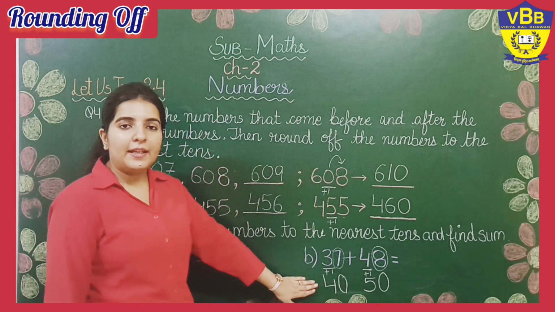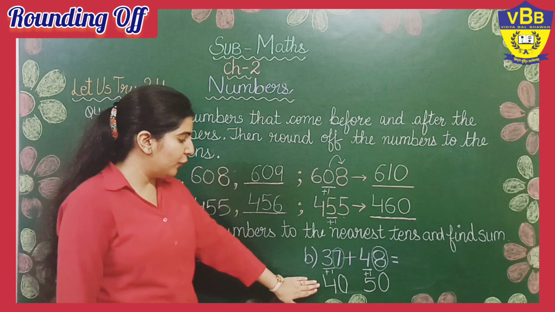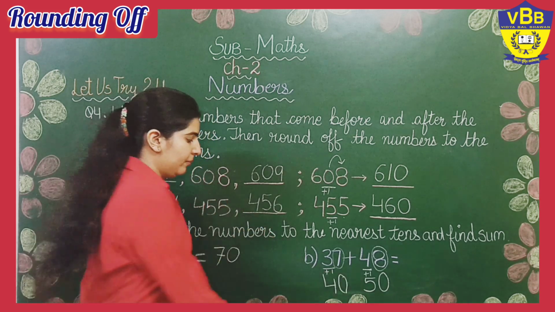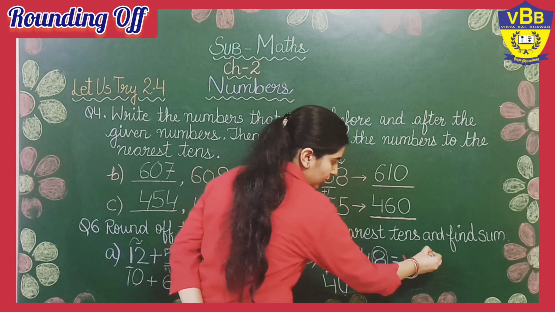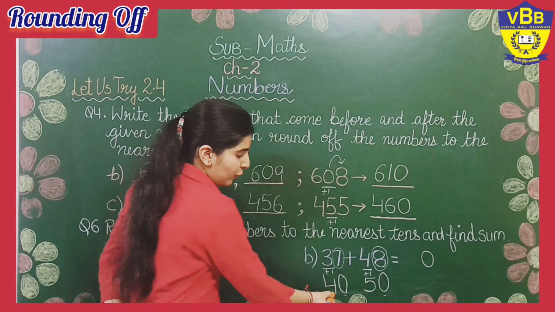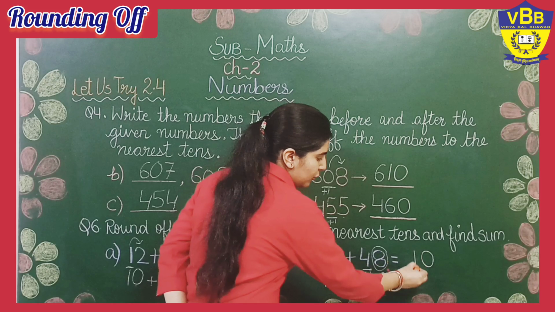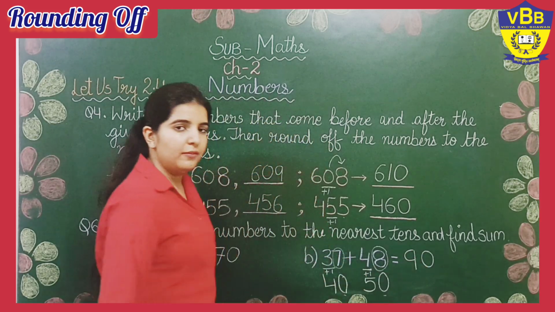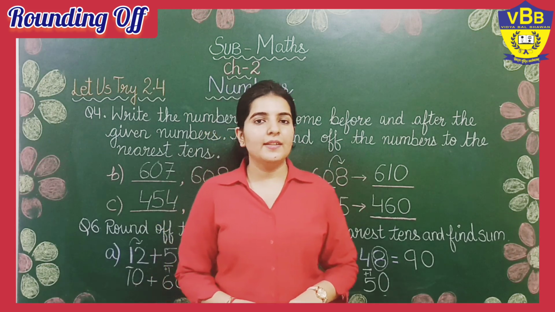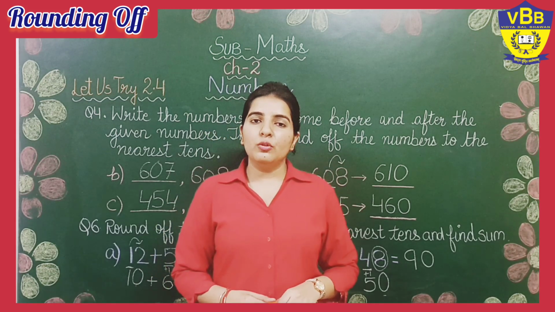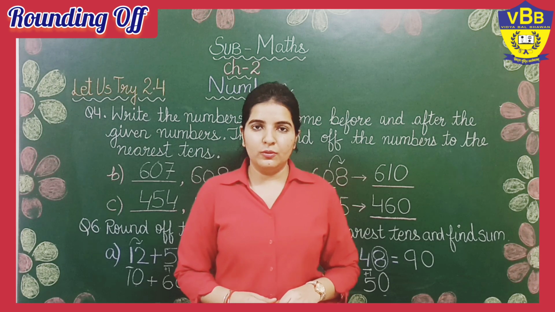Now, we have to find out their sum. That is 40 plus 50. Ones place 0 plus 0, 0. Tens place 4 plus 5 is equal to 9. Fine everyone? I hope you all have done this exercise along with me and you have understood it also.